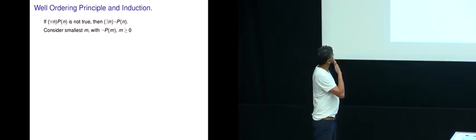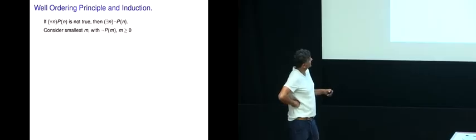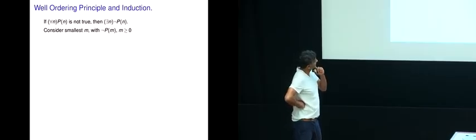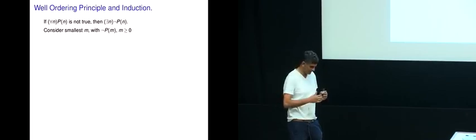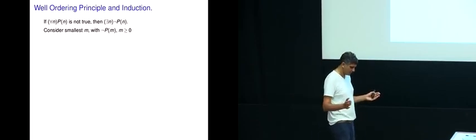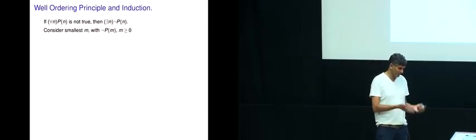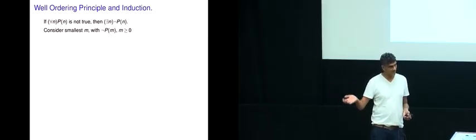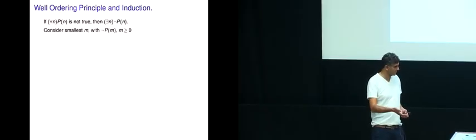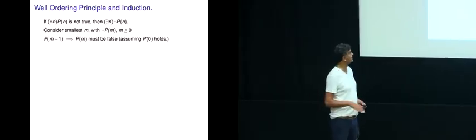Okay, so now what we do is we can consider the smallest m with not p of m, and m is greater than 0. Just think about that object. If you have some predicate on all the natural numbers, maybe it's true on 0, maybe it's true on 1, maybe it's false on 100, maybe it's false on 1,000, maybe it's true on 101. Just think about the smallest value of m for which it's not true, which is false.